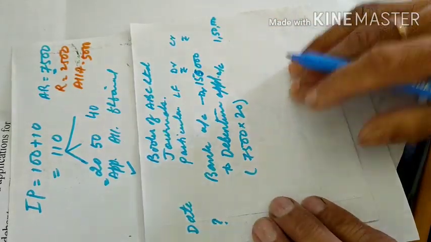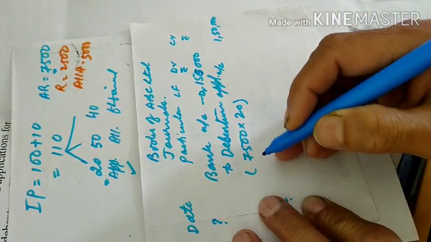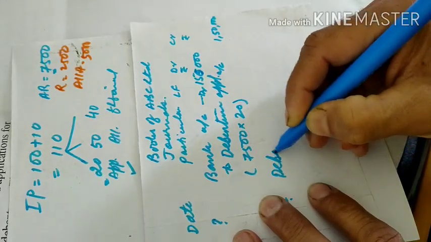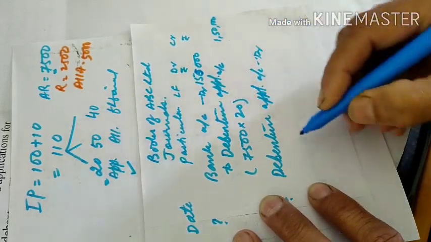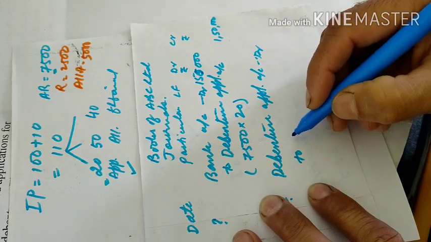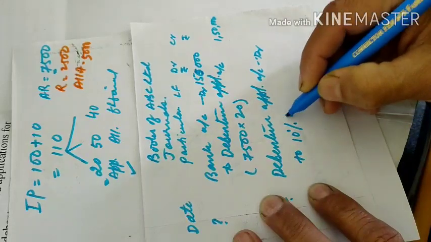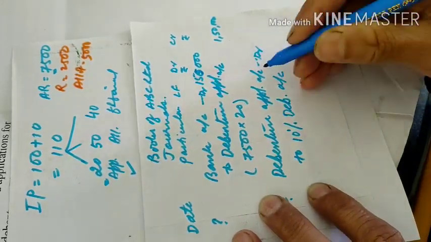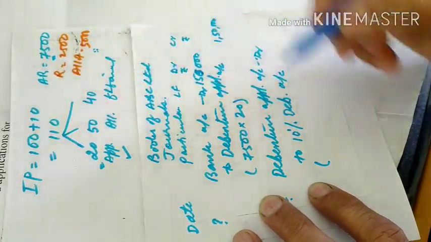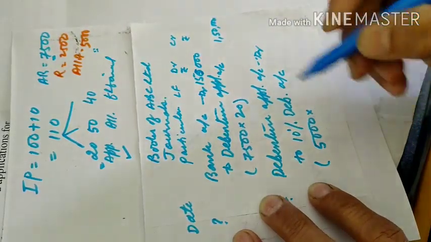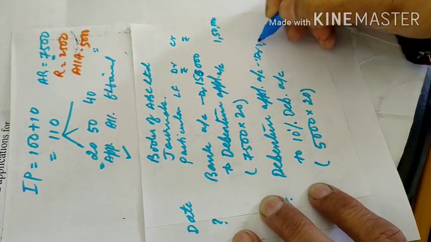Now the next entry is for transfer. What are we going to transfer? Debenture application account debit to, it is transferred to 10% debenture account, as the name of the debenture is mentioned here. And what is the amount? This amount will be transferred on the debentures allotted, which is 5,000 here. So 5,000 into the application amount, that is 20, gives you 1 lakh.